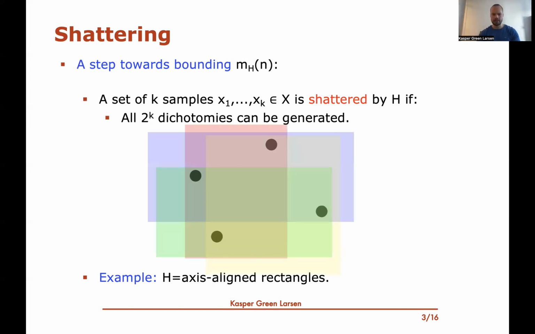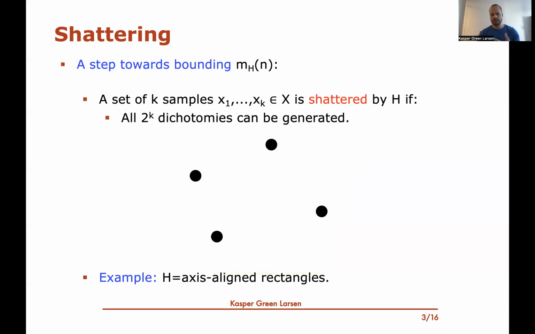So they are here. You can see there's a yellow rectangle that contains every one but the leftmost. A green rectangle that contains every one but the topmost. There's a red rectangle that contains every one but the rightmost. And finally, there's a blue rectangle that contains every one but the bottommost point. So indeed, we can again generate all the possible dichotomies that have exactly 3 of these points inside the rectangle.